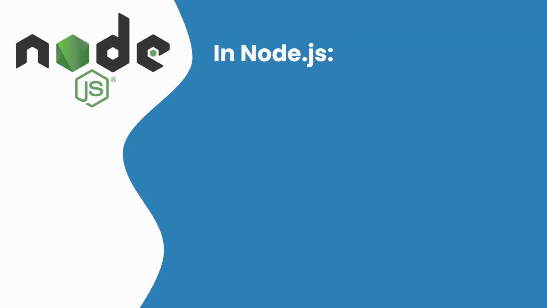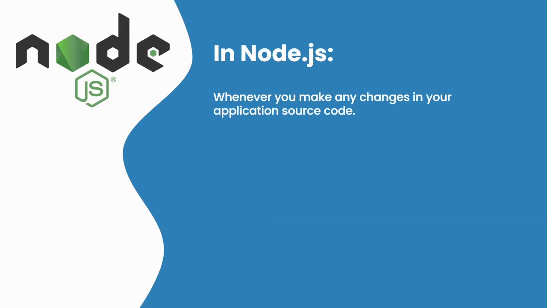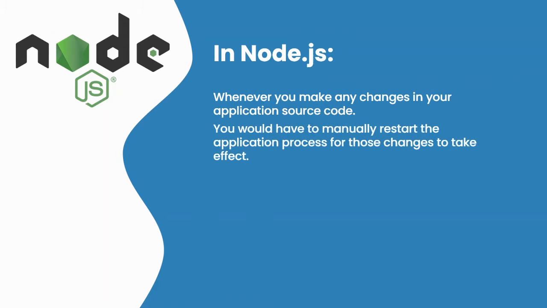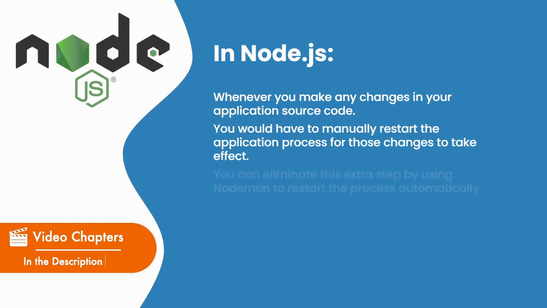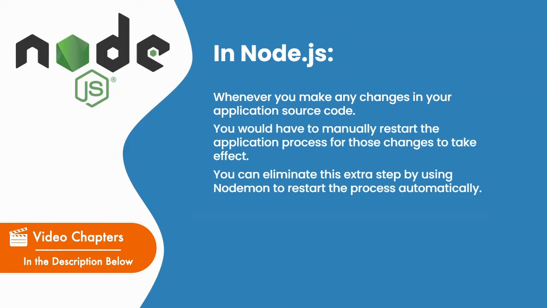In Node.js, whenever you make any change in your application source code, you would have to manually restart the application process for those changes to take effect. You can eliminate this extra step by using nodemon to restart the process automatically.